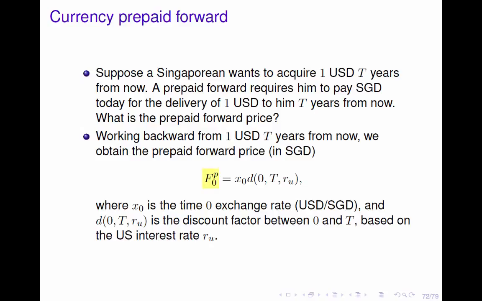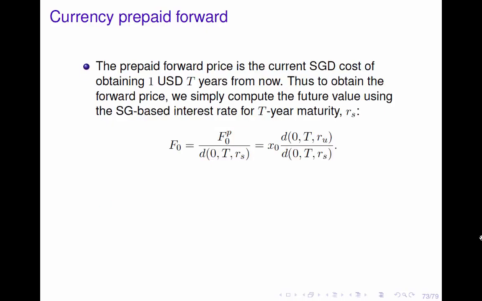Let F0 with superscript P denote the prepaid forward price in Singapore dollars. Working backward, we have that $1 T years from now is worth $1 times the discount factor between time 0 and time T, based on the US interest rate RU. Let X0 be the time 0 exchange rate for Singapore dollar per $1. We then obtain the prepaid forward price in Singapore dollars. Obviously, the prepaid forward price is the current Singapore dollar cost of obtaining $1 T years from now.